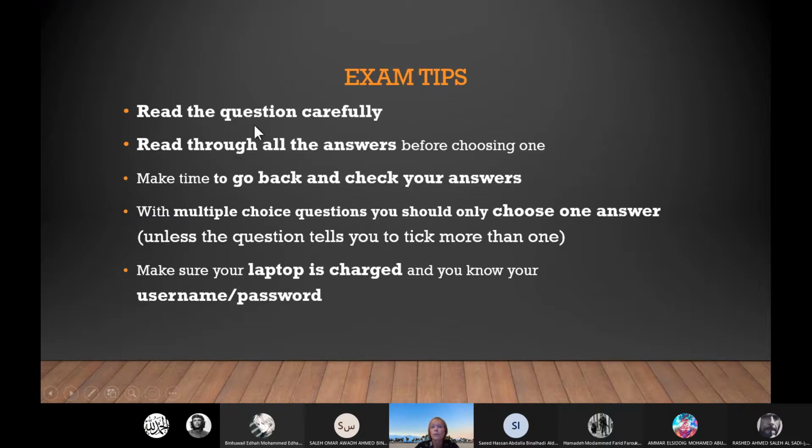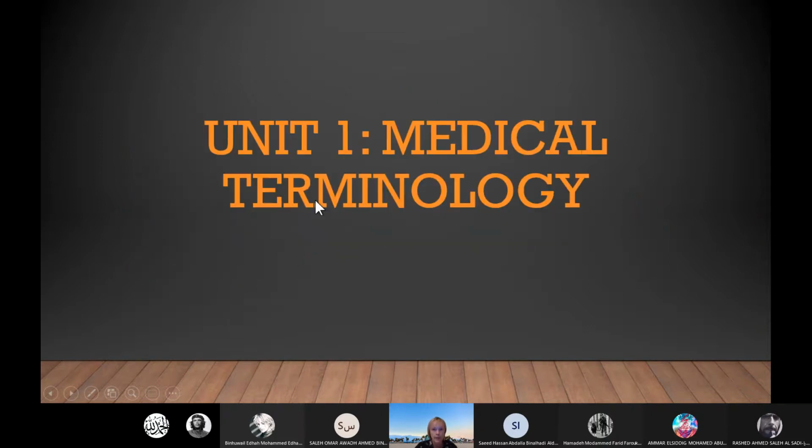Please read each question carefully. Make sure that you understand the question and then read through all of the answers before choosing one. Make time to go back and check your answers if you're not sure. Make a note of the ones you're not sure of, and then go back and check them, because you have the option of doing that. In the multiple choice questions there should be just one answer, unless it says to choose more than one, but I believe it's just one answer. Make sure that your laptop is charged as well and that you know your username. Obviously, you were given your passwords on the day.